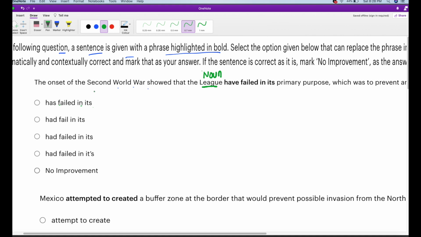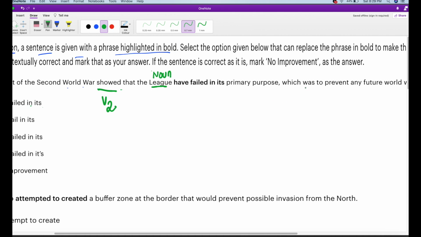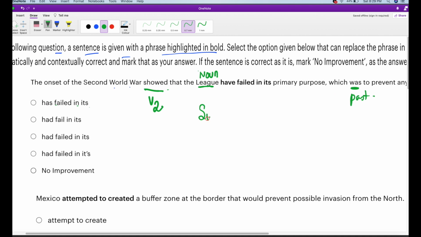Now if you look at the sentence, the onset of the Second World War showed that the League, showed is in V2, right? And again if you look at this part, was is past. So can we say that the sentence is in simple past tense? Yes, the sentence is in simple past tense. So this verb have is wrong here. Instead of have, we have to use had. Okay, had.